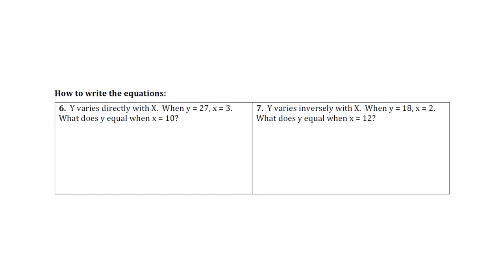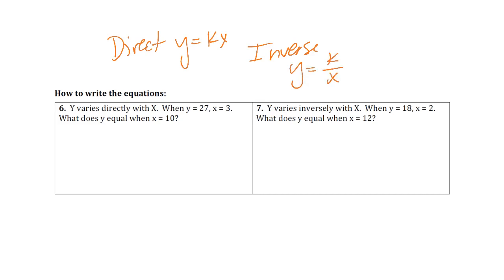Okay, here we're going to write the equations and we are going to actually solve for the variables that it is giving us. So I'm going to write this up here again. So direct is y equals kx, and inverse is y equals k over x. So hopefully those formulas will be pretty ingrained in your brain by the time we're done with this.